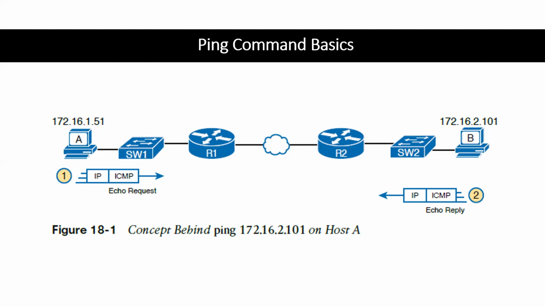172.16.1.51, that's sitting behind R1, right? It's gonna send that ping over the wire, over the internet, over the WAN, get to R2, get to the destination, and reach 172.16.2.101. And it's gonna say, hi, I got a ping. I'm gonna send it back, and my packet's going to be an echo reply.